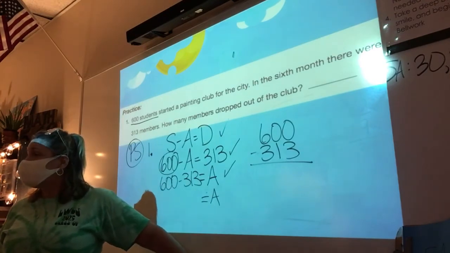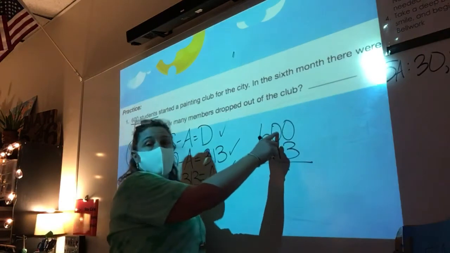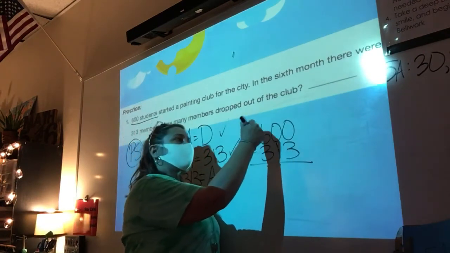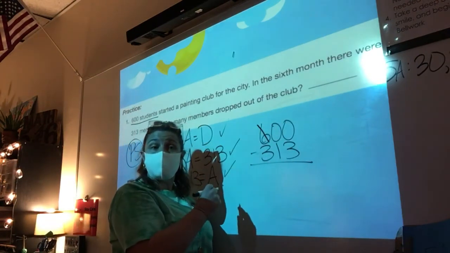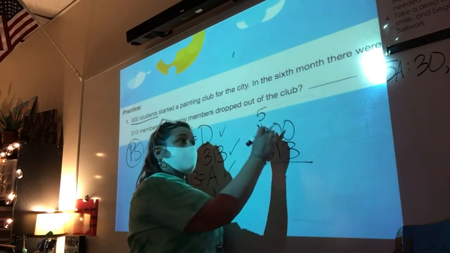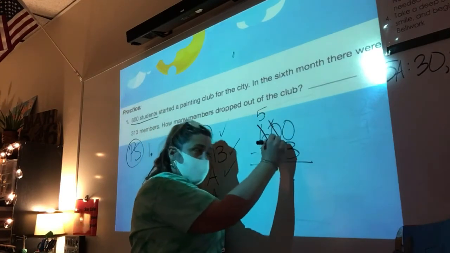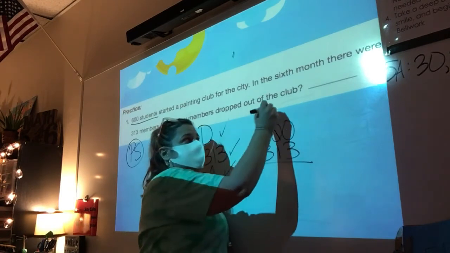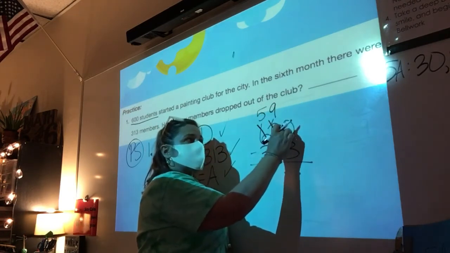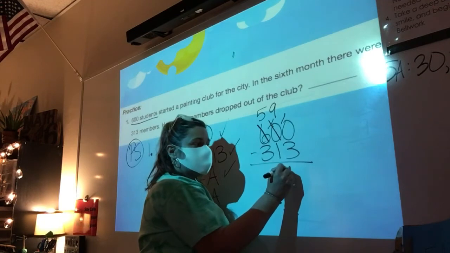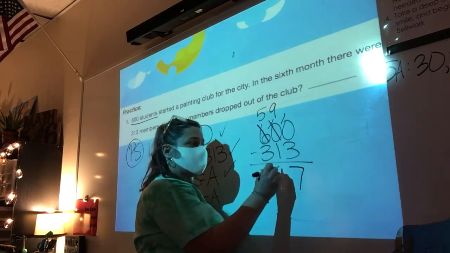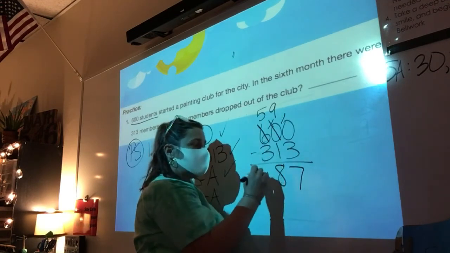Can we do it? No. Can we go next door and borrow from this 0? No. We got to borrow from the 6. The 6 becomes a 5. This 0 becomes a 10. Then we borrow from the 10 and it becomes a 9. Then this 0 becomes a 10. 10 minus 3 is 7. 9 minus 1 is 8. 5 minus 3 is 2.